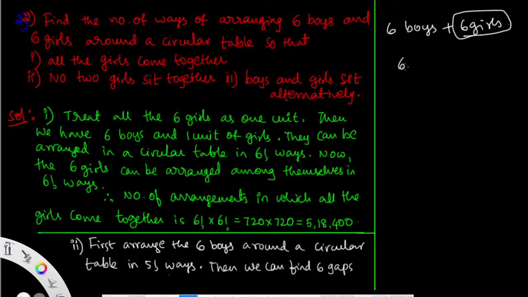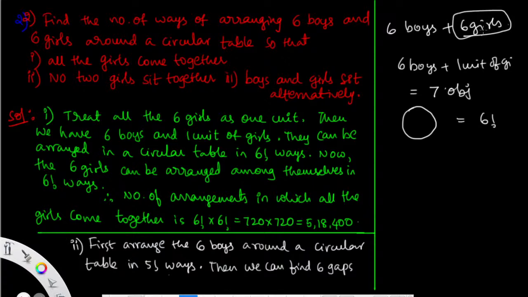So we have 6 boys plus 1 unit of girls, which means the total number of objects is 7. These 7 objects can be arranged in a circular way in 7 minus 1 factorial, that is 6 factorial ways.